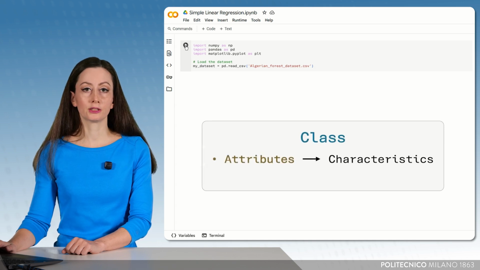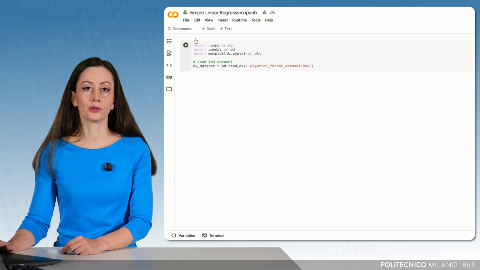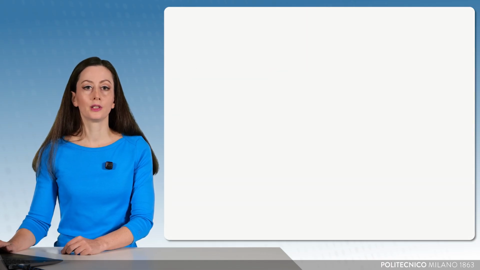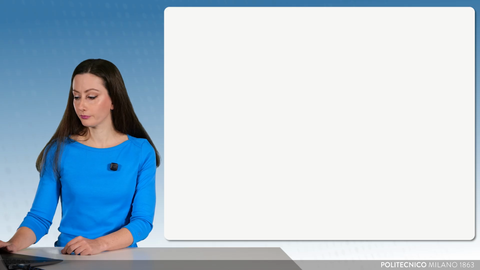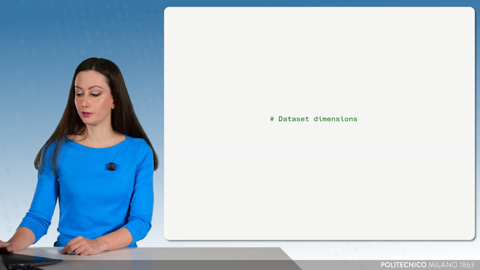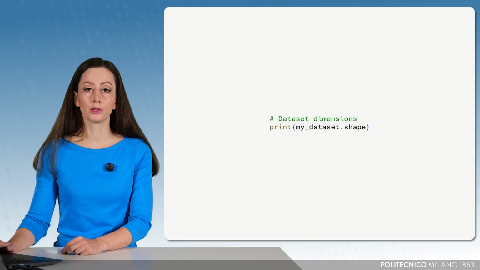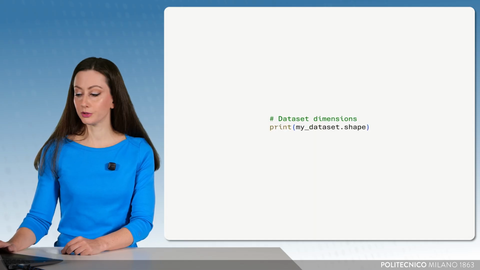Now, a class is more than just a data type. It defines the attributes, the characteristics that an object can have, but also the methods, the actions that we can perform on and with the object. So let's explore our dataset using both attributes and methods. First of all, we want to find the number of rows and columns. We use the attribute of the dataset called shape to find the number of rows and columns.